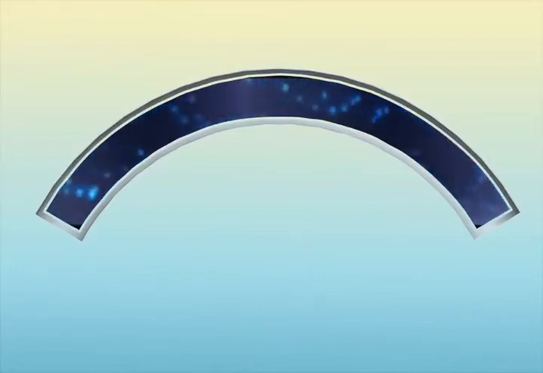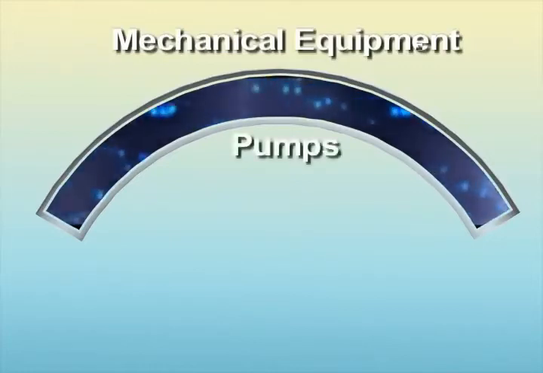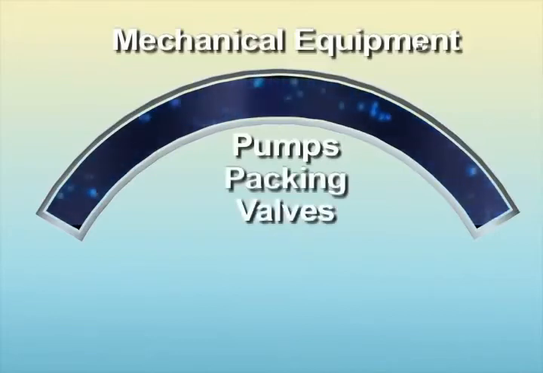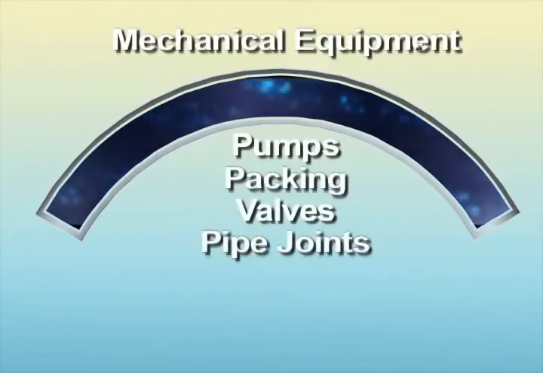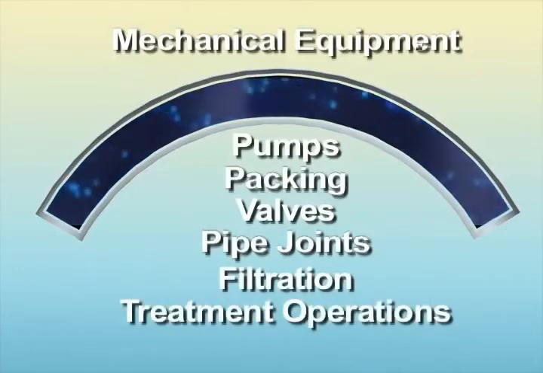The last source of air enters through mechanical equipment. This includes air being forced into the system by pumps, as well as air being drawn in through packing, valves, and other equipment under vacuum conditions. A pressurized pipeline will always contain air, and that amount can be substantial. Now that we've identified the air sources, let's look at the impact it has on the system.